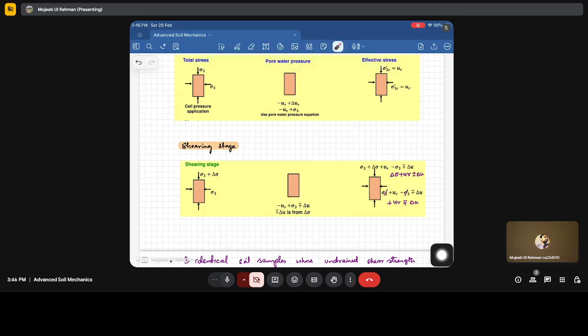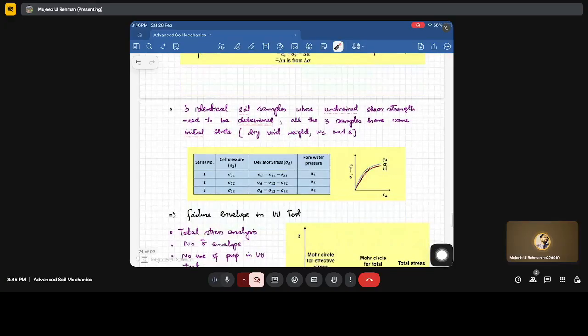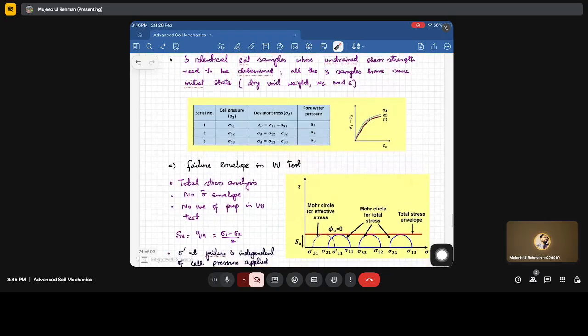Now in the lab, how we are doing it, we take 3 identical soil samples whose underlying shear strength we have determined, and all 3 samples have a common initial state. I mean, say dry unit weight, water content, and void ratio. And once we test the samples, we will see that the response of all 3 tests will be the same. Now we have 3 cell pressures, sigma 3.1, sigma 3.2, sigma 3.3, but the response is the same.